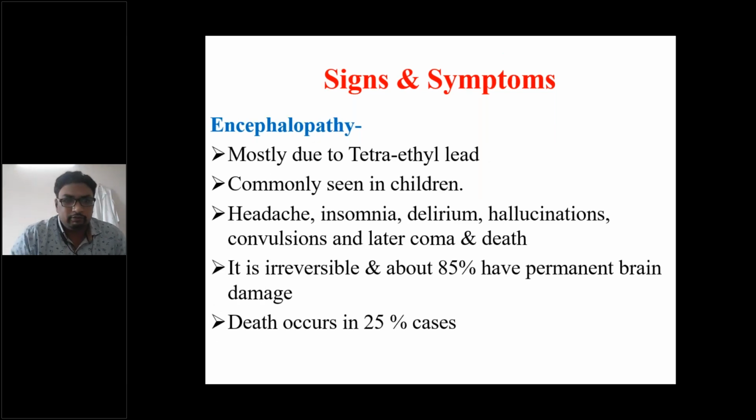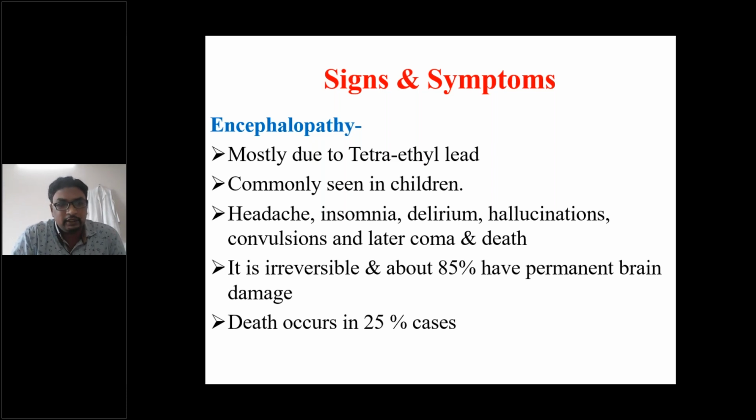So we have 6 symptoms till now. One is facial pallor, number 2 anemia, number 3 lead line or Burtonian line, number 4 colicky pain, number 5 lead palsy, number 6 encephalopathy. Very important, encephalopathy. Mostly it is due to tetraethyl lead, and then it is seen in children. We have seen lead palsy is mostly seen in adults, whereas encephalopathy is seen in children.